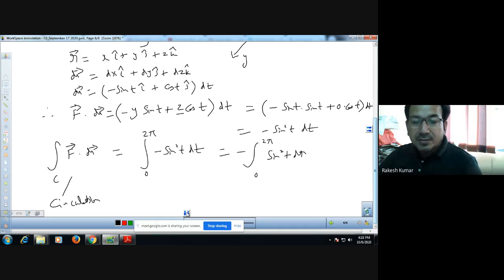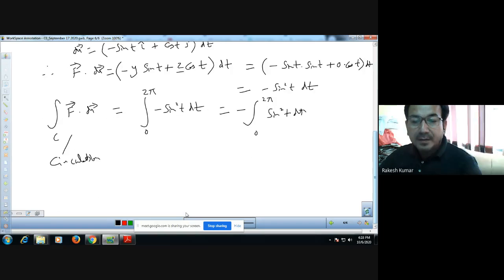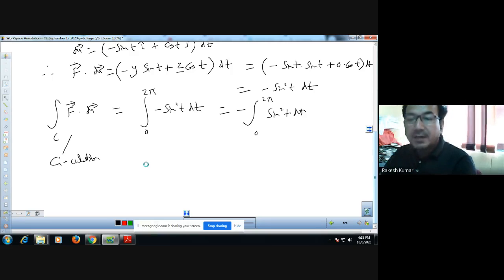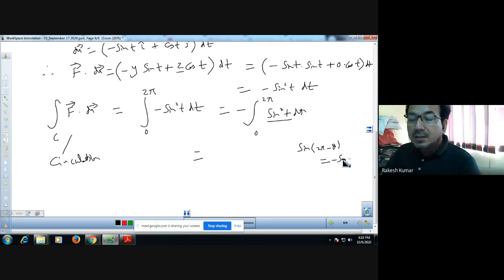Now here we shall use the reduction formula. The reduction formula is very helpful for finding the integration of a square function. And we know that sin t is an odd function in the interval, sin of 2 pi minus theta comes out to be minus sin theta.